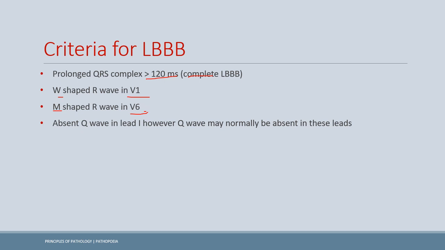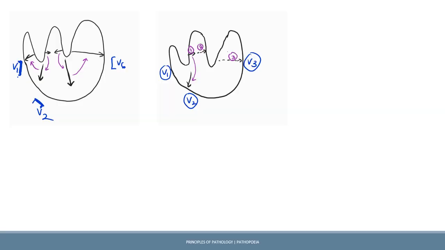Now there is an absent Q wave in lead 1. Okay, and with my experience, this Q wave may not be seen normally even in normal ECG patterns. So this would not be the firm criteria, but these three would be very important criteria for stamping that it is LBBB. Okay, so here again I have kept the normal on the left and left bundle branch block on the right side. Now let's see what happens here in the left bundle branch block.